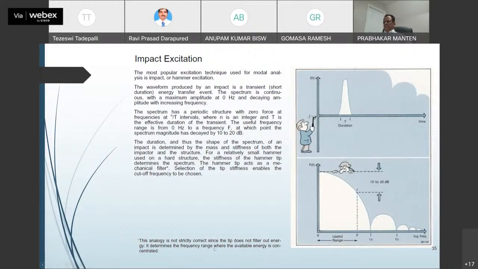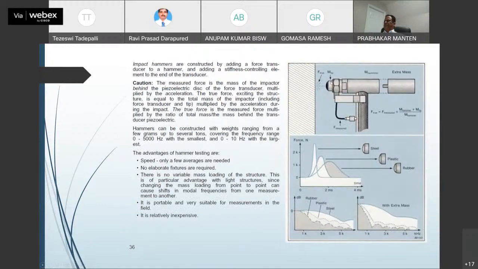The analogy is not strictly correct, since the tip does not filter out energy. It determines the frequency range. The hammer tip is a mechanical filter. Selection of the tip stiffness enables the cutoff frequency to be chosen. So this is the tip of the hammer. You can remove it. It's screwable.